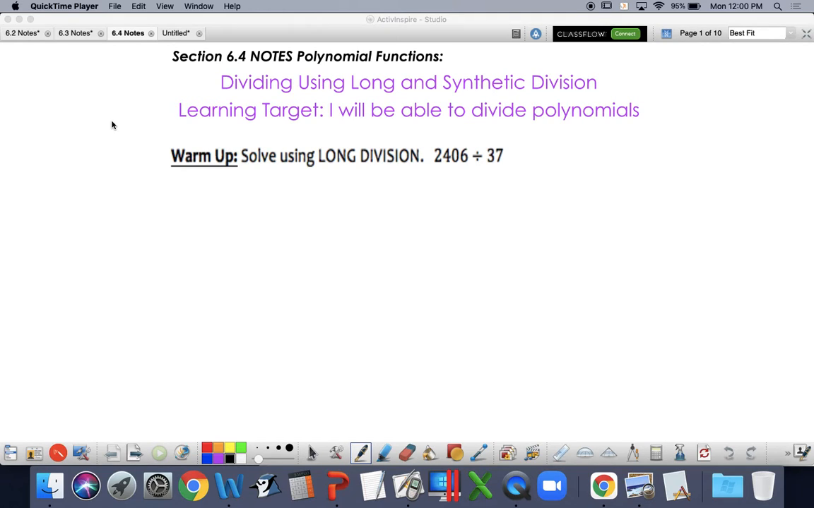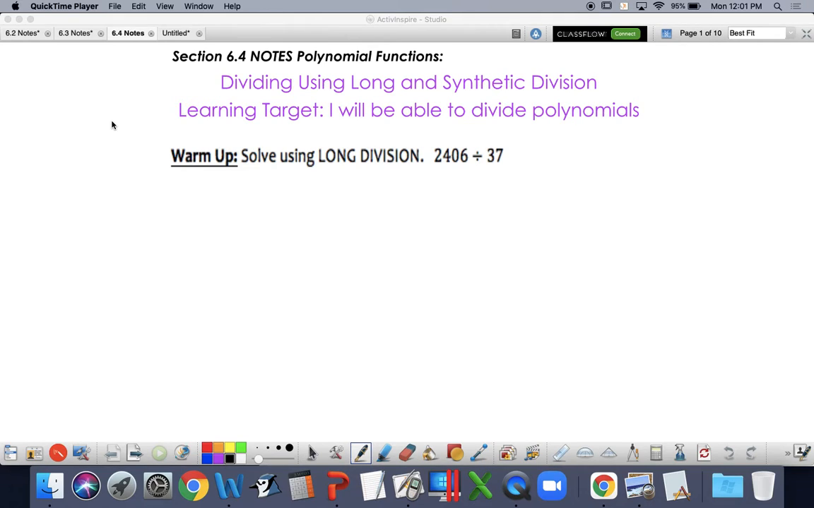All right, so 6.4, we are going to be dividing polynomials. There are two different ways to divide polynomials. I'm going to teach you the long way first. It's called long division. And then there are certain cases.